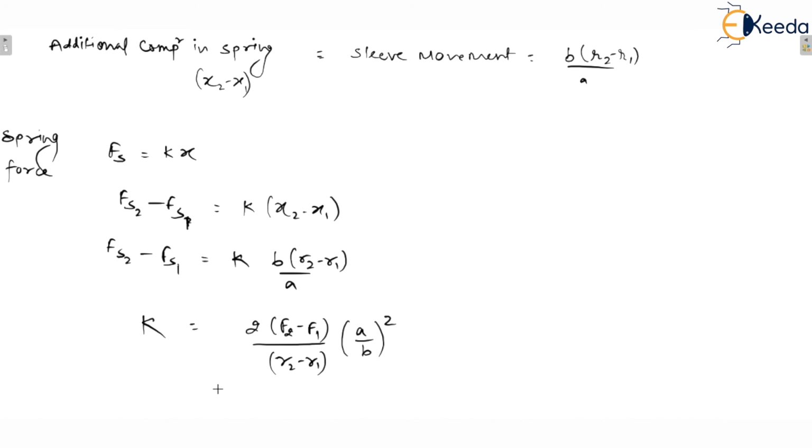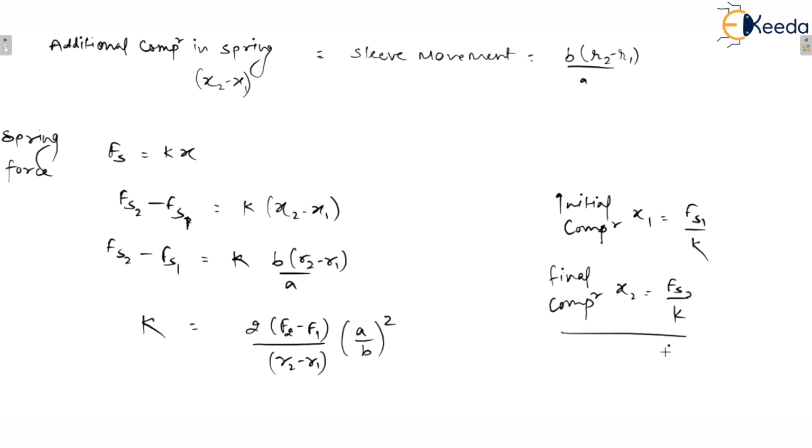And if examiners ask you to find the initial compression, x1 is equal to Fs1 upon K. Once you get the value of spring stiffness, you will be able to find the initial and the final compression. The final compression, the thing is the same, x2 is equal to Fs2 upon K.